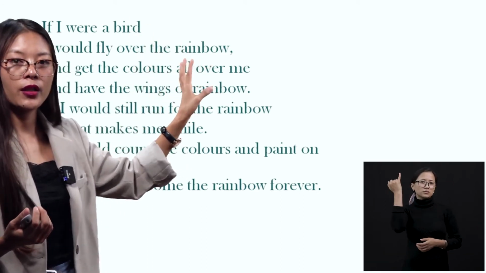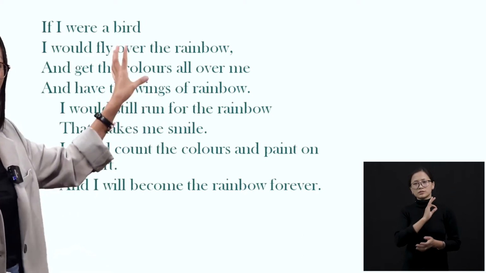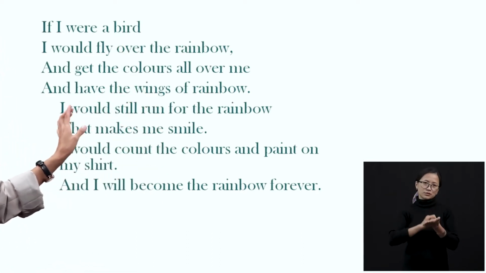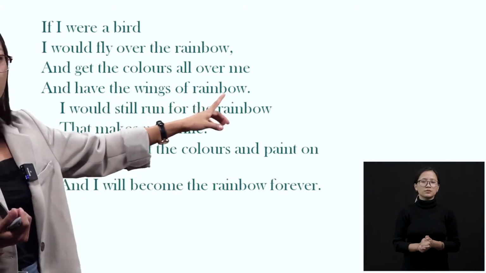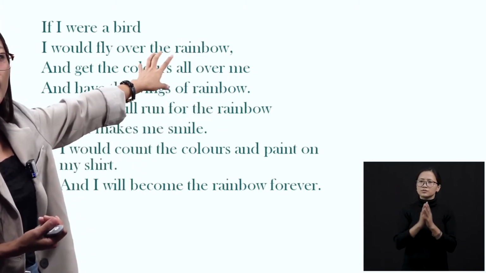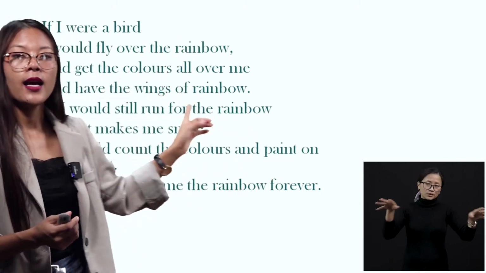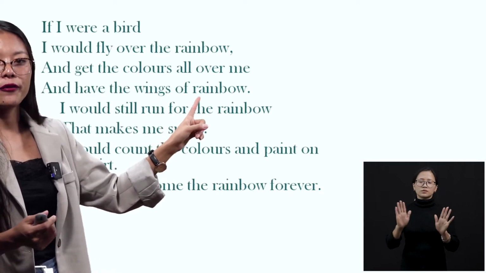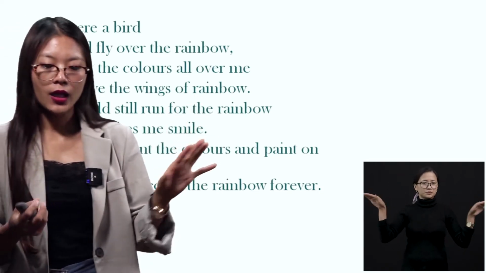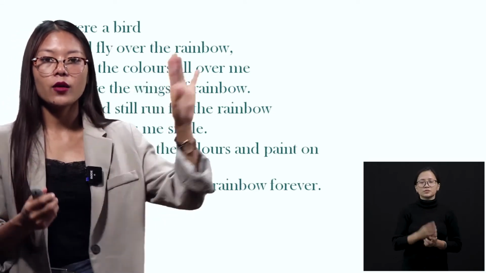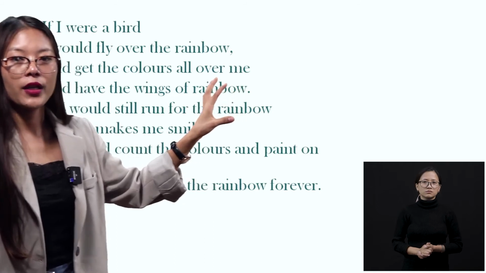The boy is imagining all this in his mind. But he really admires the rainbow, okay? Through his writing, you can see that. And have the wings of a rainbow. See, the boy is now imagining that if he was a bird, he will let the colors of the rainbow spread all over his wings, and he will have wings of rainbow. See, he will have beautiful wings with the help of the rainbow, right? This is all his imagination. The boy is playing in his imagination, okay?